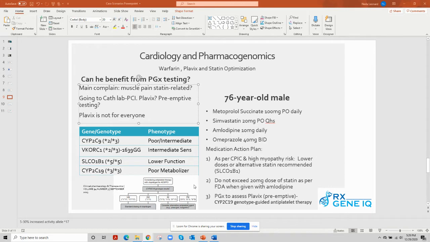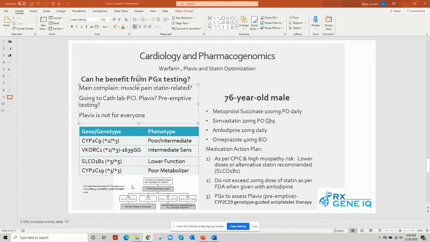As you can see, the patient is a poor metabolizer for cytochrome P450 2C19, which is responsible for metabolism of Plavix. Plavix is a prodrug and requires this metabolic pathway to get activated. So if this patient is a poor metabolizer, this activation is not effectively happening.